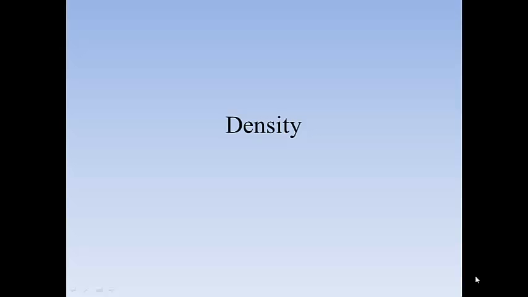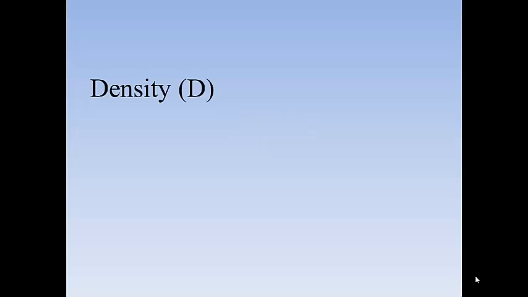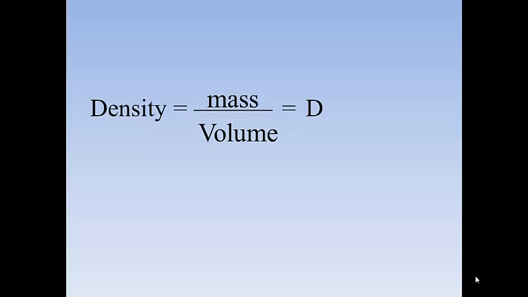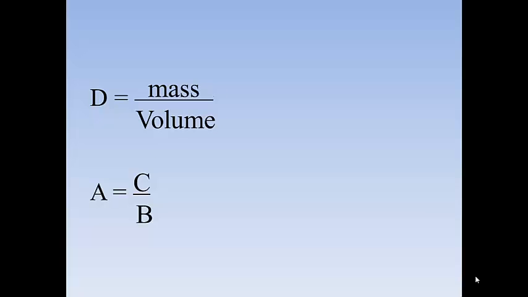The topic of this lecture is the physical property density. Density, which is given the initial D, is defined as the ratio of the mass of an object to its volume. Or put into mathematical form, density equals mass divided by volume. And if you remember way back in the algebra lectures, D equals mass divided by volume is the same as A equals C over B. So if you know any two of the values, you can easily calculate the third.